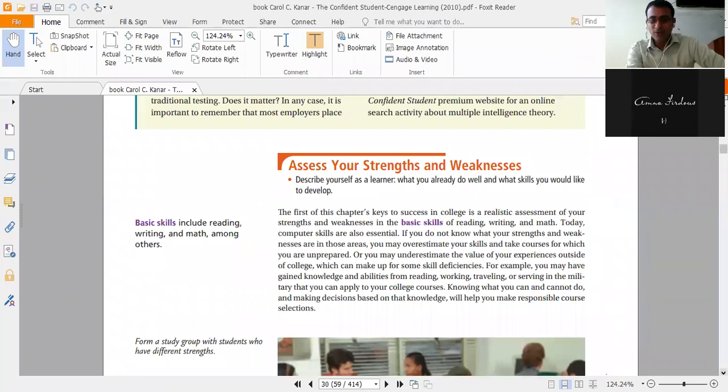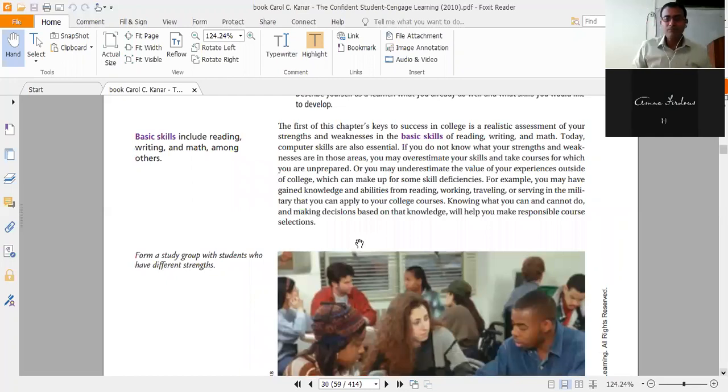Are you getting the point now? Is this clear to you? If you do not know what your strengths and weaknesses are in those areas, you may overestimate your skills and take courses for which you are unprepared. Or you may underestimate the value of your experience outside of university, which may make up for some skill deficiency. For example, you may have gained knowledge and abilities from reading, working, traveling.